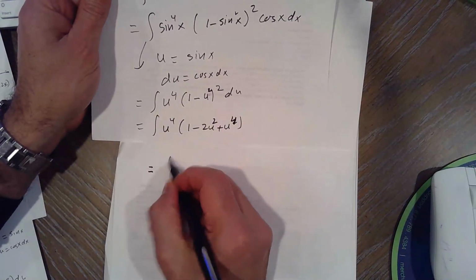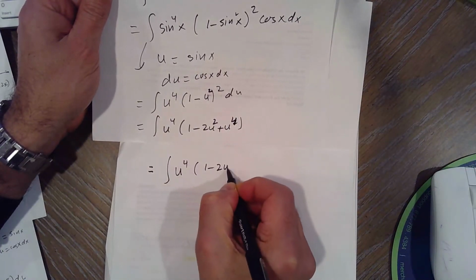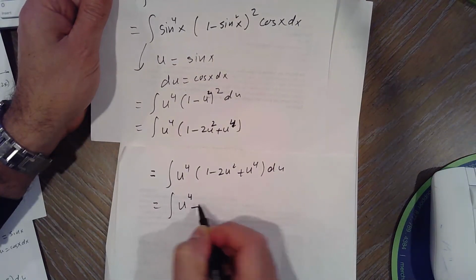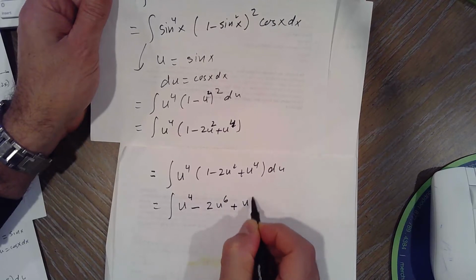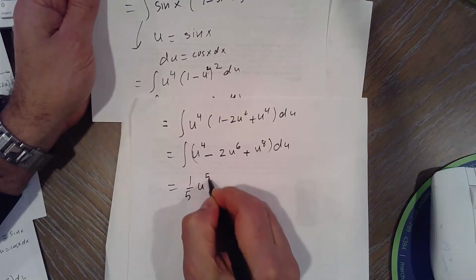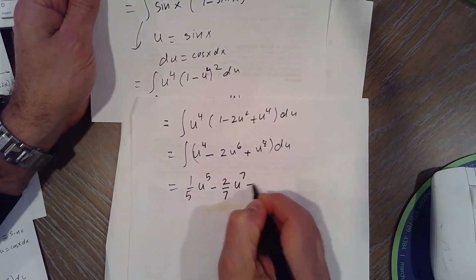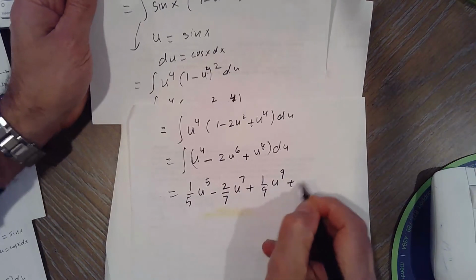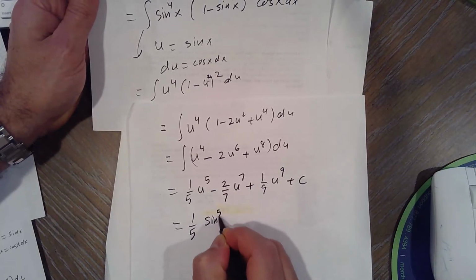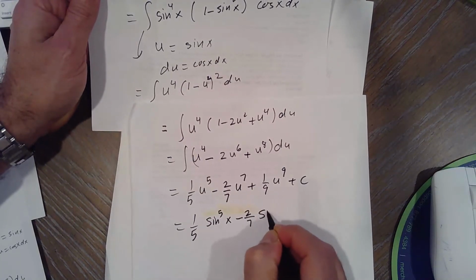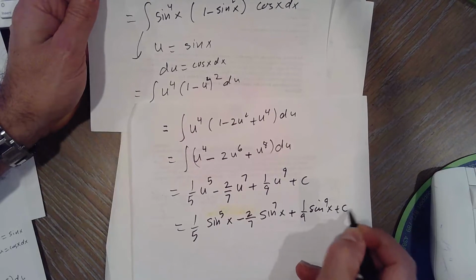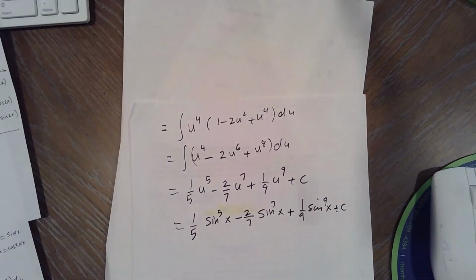So I have the integral of u to the 4, 1 minus 2u squared plus u to the 4 du, which is u to the 4 minus 2u to the 6 plus u to the 8. So when we integrate, we get 1/5 u to the 5 minus 2/7 u to the 7 plus 1/9 u to the 9 plus c, which would be 1/5 sine 5th of x minus 2/7 sine 7th of x plus 1/9 sine 9th of x plus c. All right.